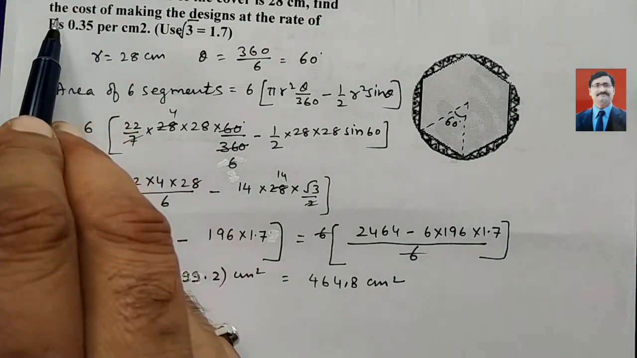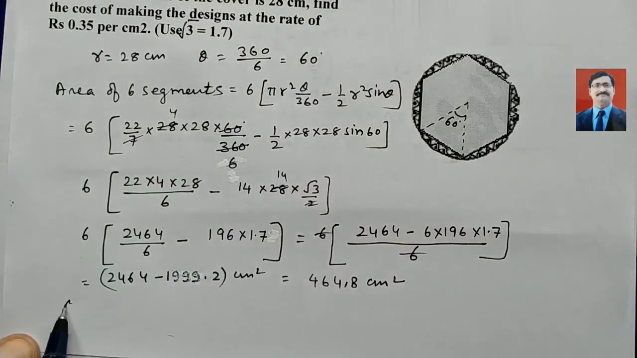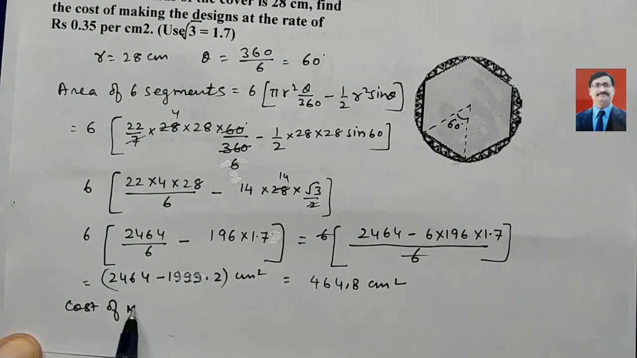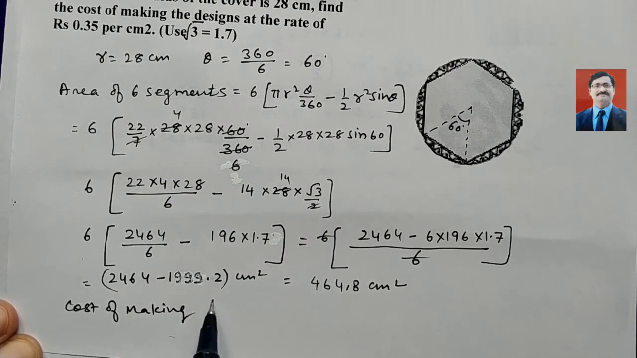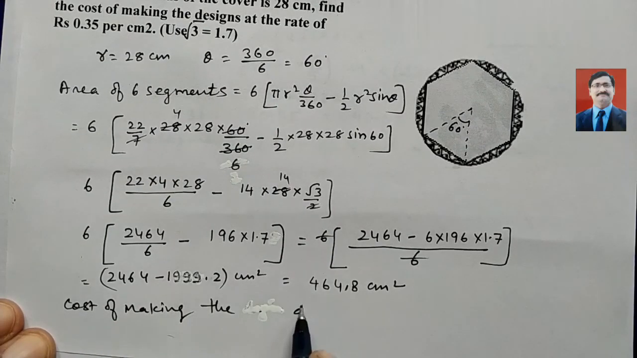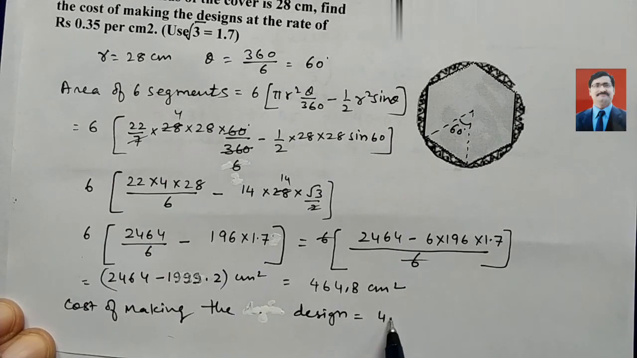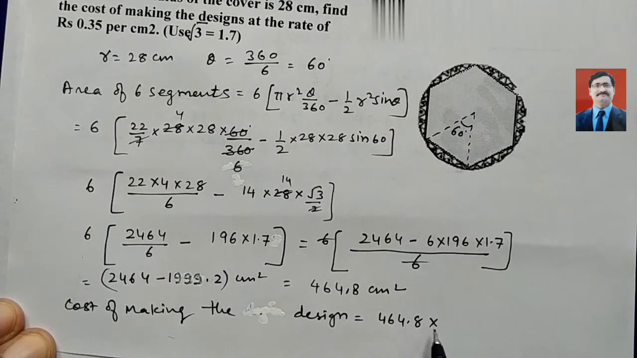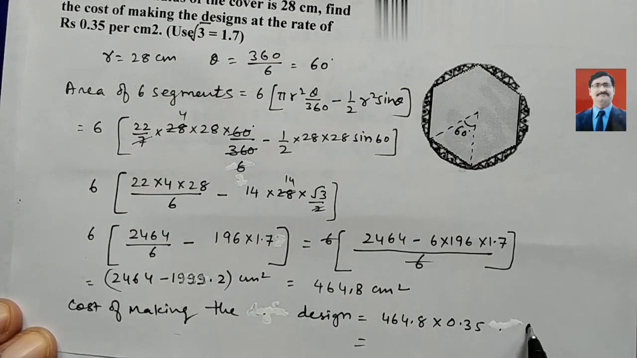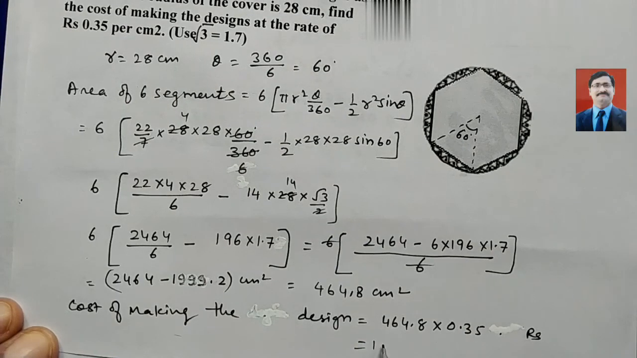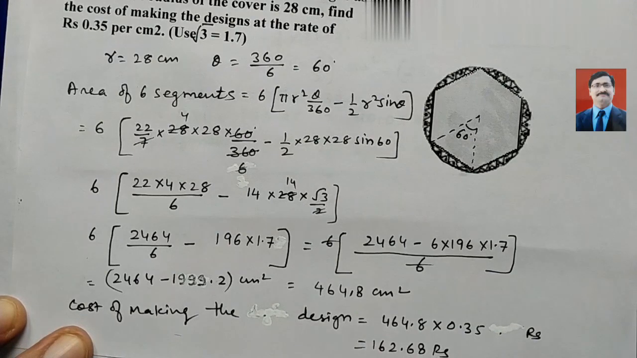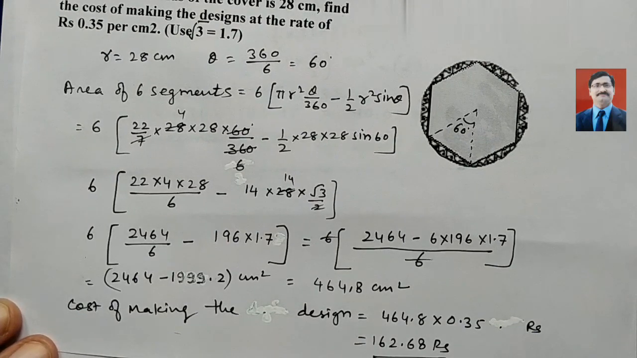Now we have to find the cost of making the design. So cost of making the design equals 464.8 into 0.35 rupees. Okay, and this we multiply, we will get here 162.68 rupees. Okay, all of you understand, this is a very simple solution.